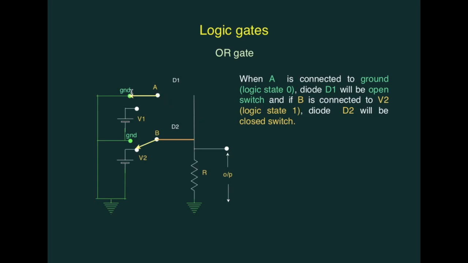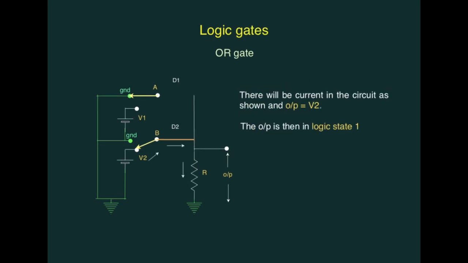If A is connected to ground, that means A is kept in logic state 0, diode D1 will be reverse bias and it will be an open switch. At the same time, if B is connected to V2, it will be in logic state 1 and diode D2 will be forward bias and it will be acting as a closed switch. In this case, there will be current flowing through the resistor coming from the power supply V2. Voltage across the resistance R, that is the output voltage, will be now equal to V2. That means the output will be in logic state 1.